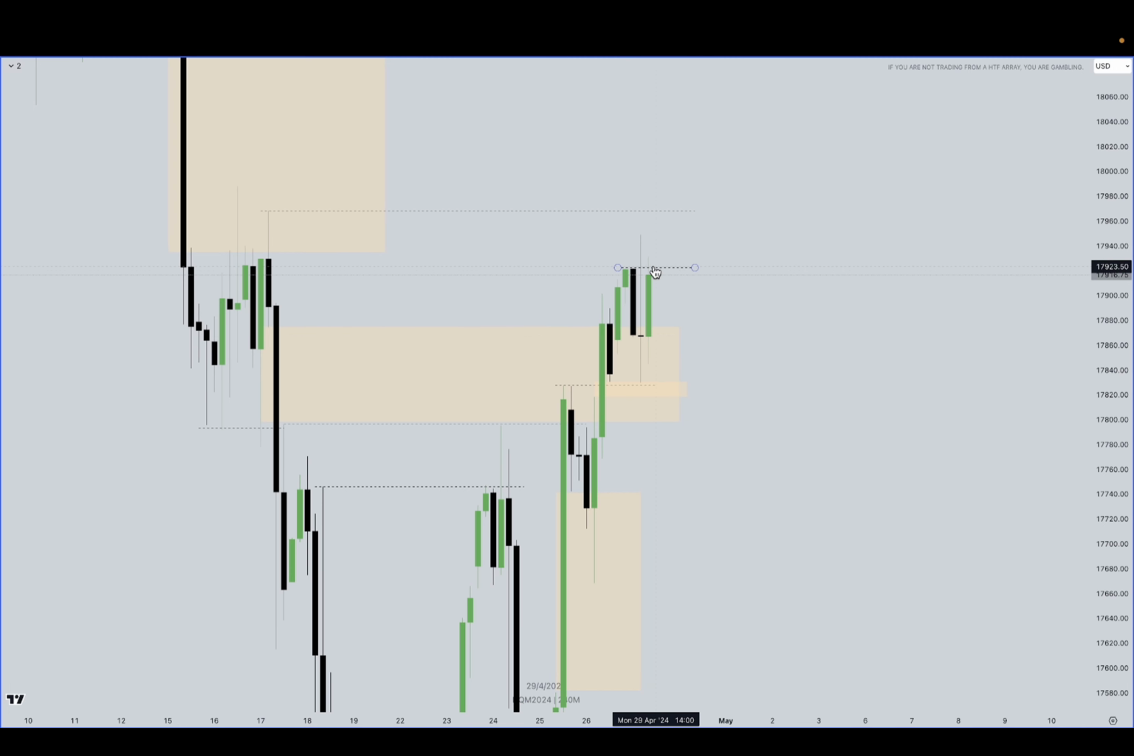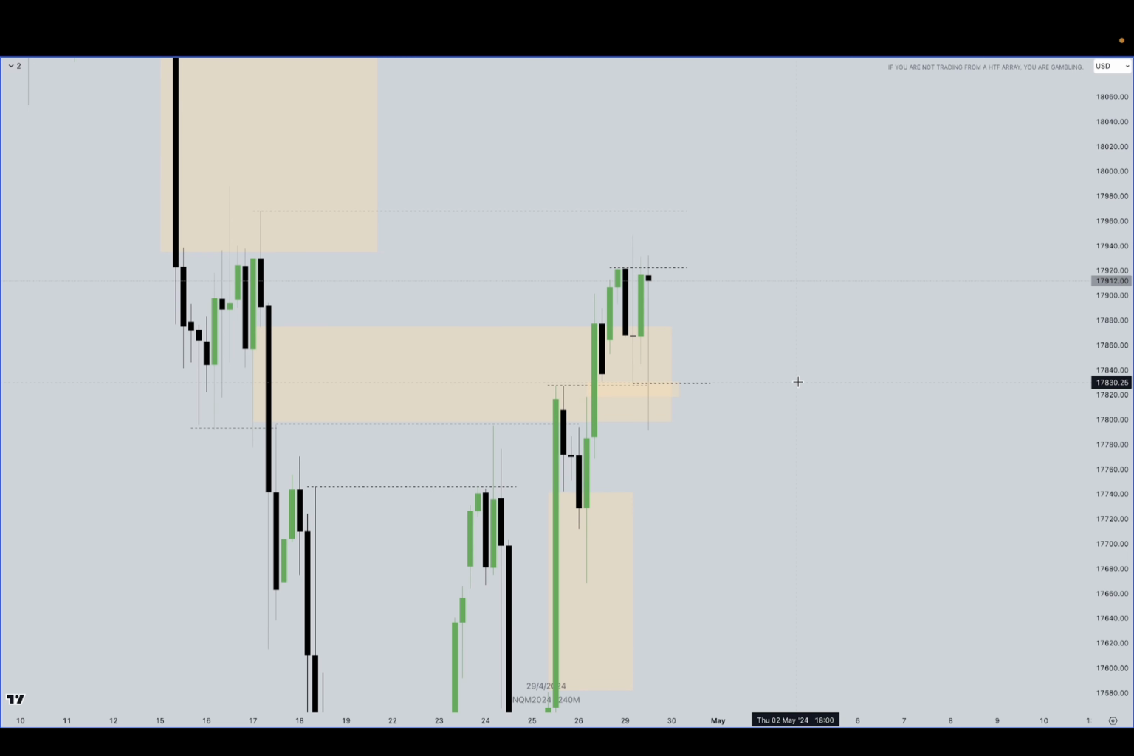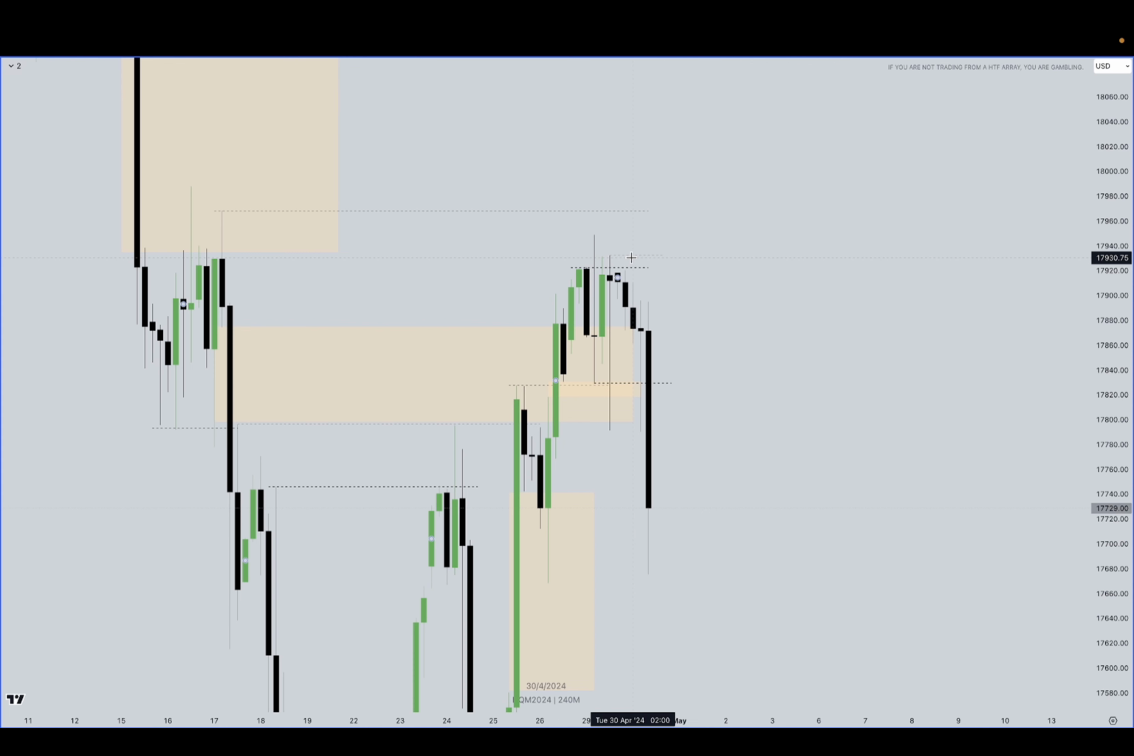And the interesting part here is we take out this high, but follow the displacement, we fail to close above this high. So then the next drawn liquidity is probably going to be this swing low. And it does. At this game, you can play all day.